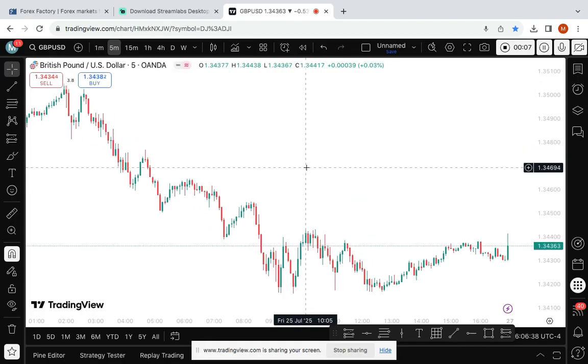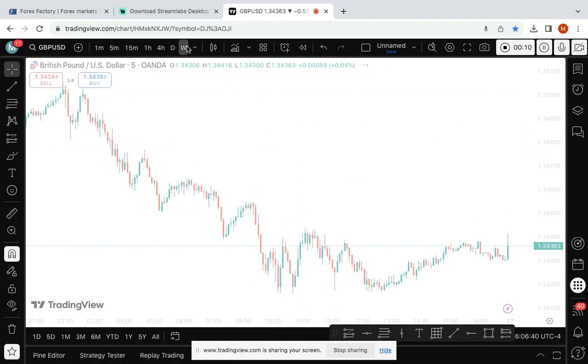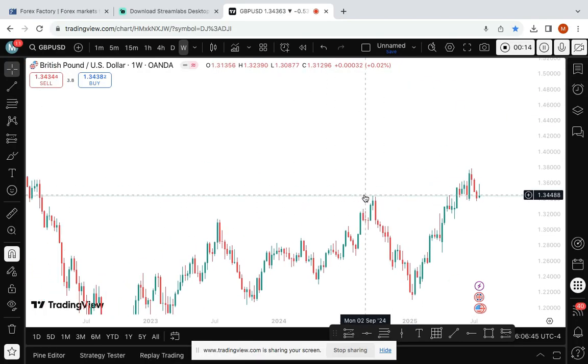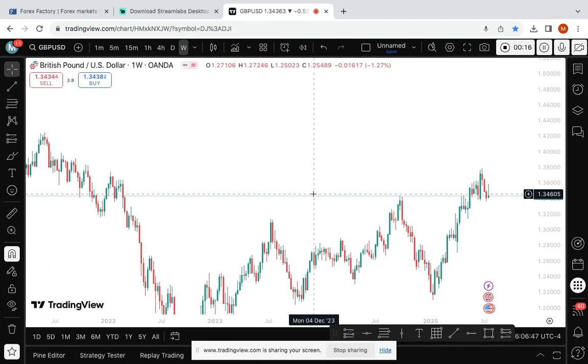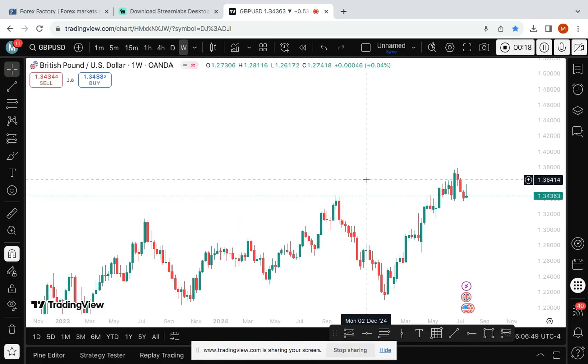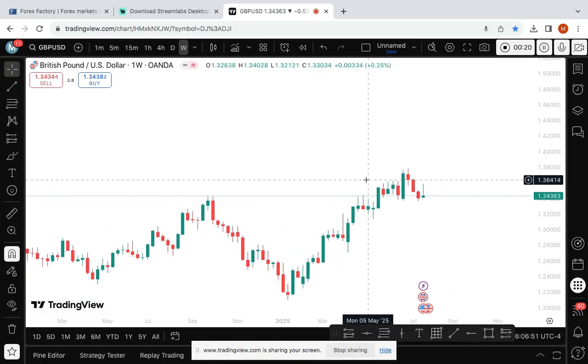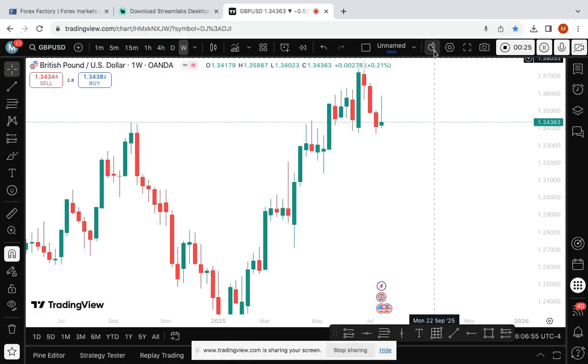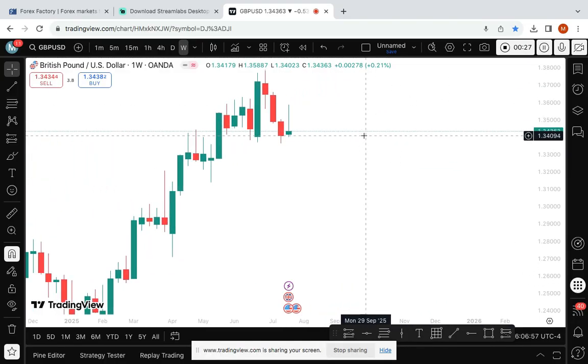So we're going to be doing the weekly analysis, the weekly outlook, what you expect during the week on currency pairs. The first currency pair that we start with is GBPUSD. So we start with the weekly time frame. What do we see on the weekly time frame on GBPUSD?